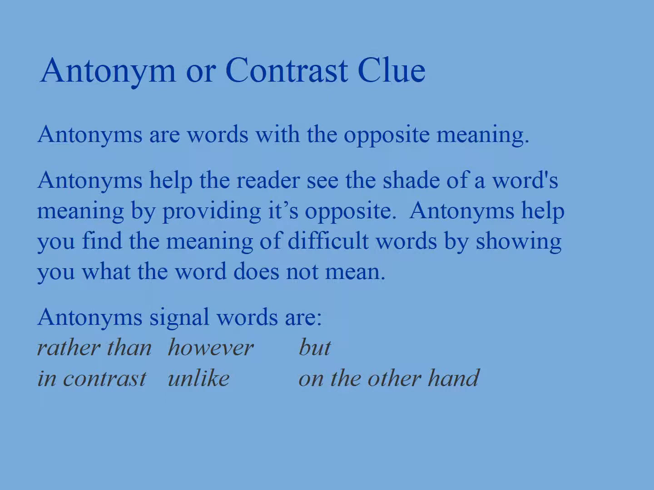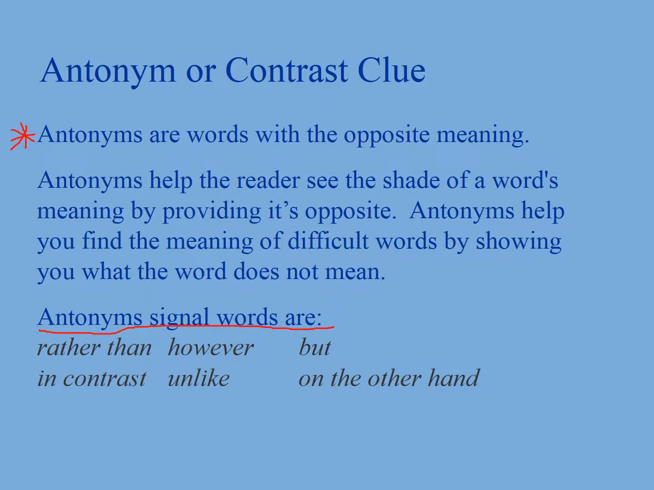The other type of context clue that is commonly used by authors is the antonym or the contrast clue. Antonyms are words that are opposite in meaning. Hot, cold, up, and down are examples of antonyms. You need to know this. Antonyms help the reader see the shade of a word's meaning by providing its opposite. Antonyms help you find the meaning of a difficult word by showing you what the word does not mean.